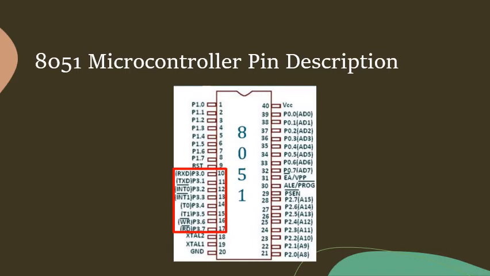P3.4 and P3.5, the 14th and 15th pins of 8051 microcontroller, are for timer 0 and timer 1 external inputs. They can be connected with a 16-bit timer counter. Pin 3.6, the 16th pin of 8051 microcontroller, is for external memory write, that is writing data to the external memory. Pin 3.7, the 17th pin of 8051 microcontroller, is for external memory read, that is reading data from external memory.